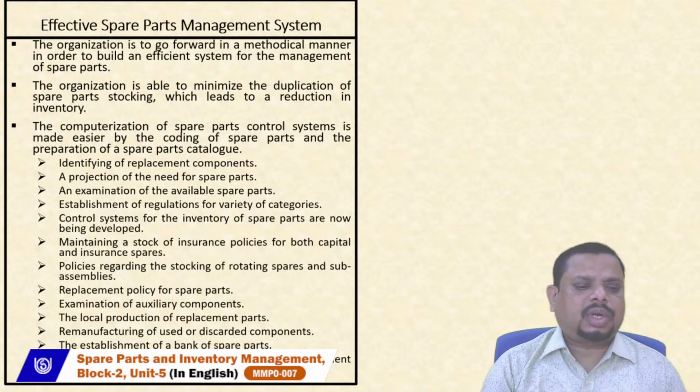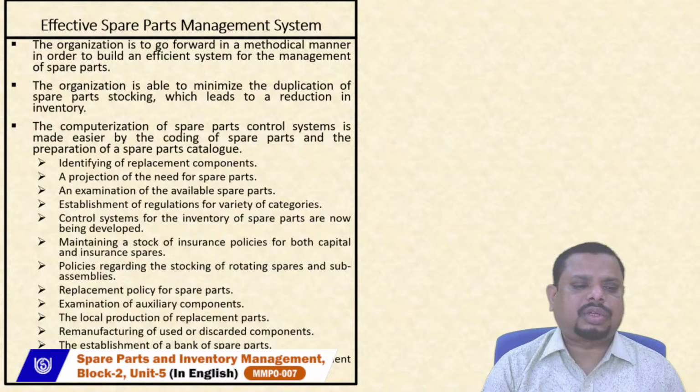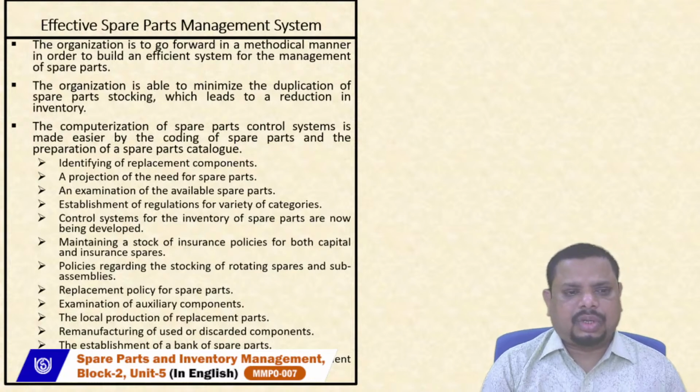The next is local production of replacement parts. If it is possible, you must go for local production inside your organization, and you can also go for outsourcing of replacement parts. So these are the key points for computerization of spare parts control systems. I hope it is clear to all.